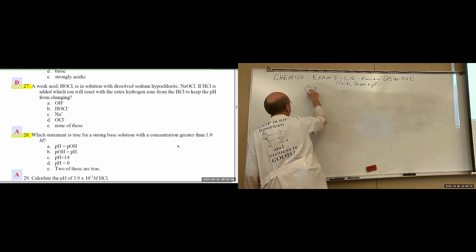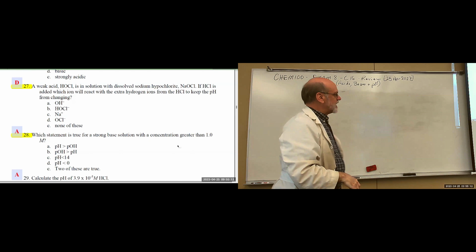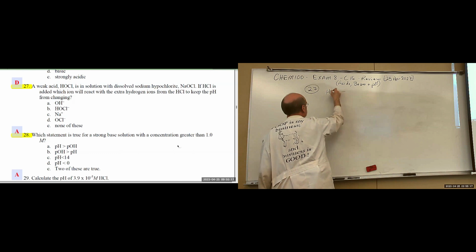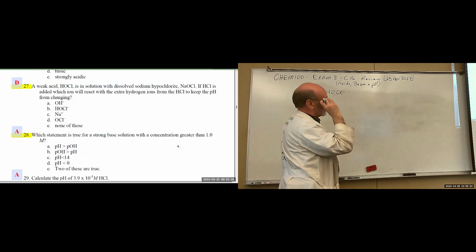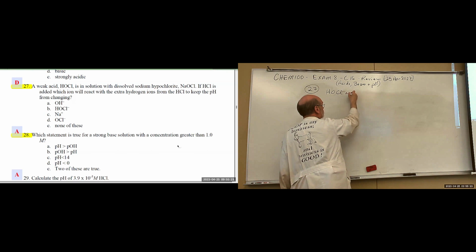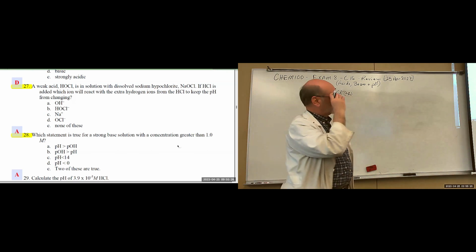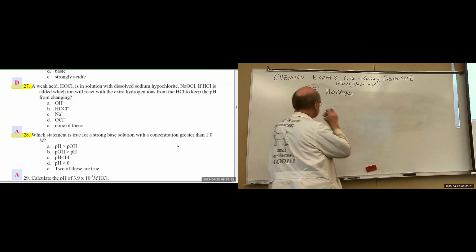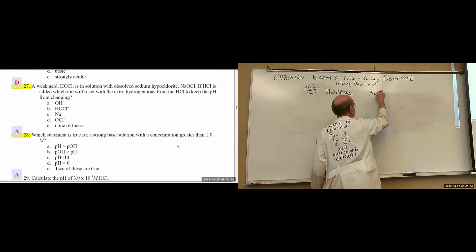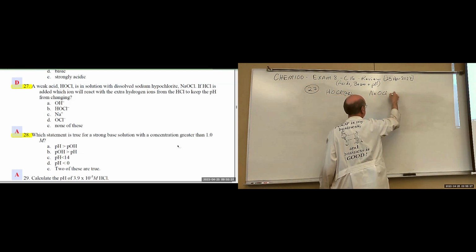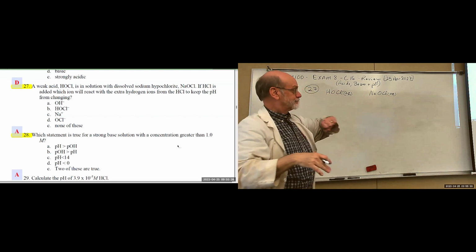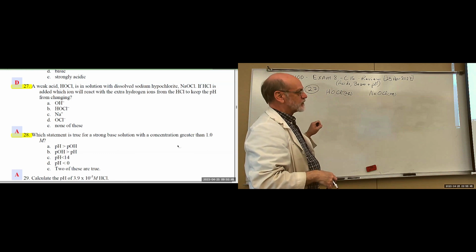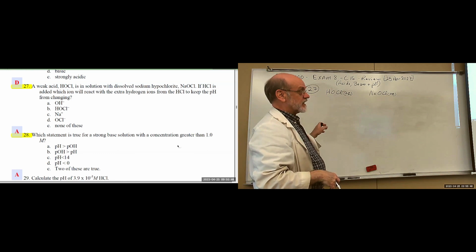Okay, a weak acid, HOCl. There's our hypochlorous acid again. And if we're going to name it an acid, technically, we got to put it in water, don't we? It is in solution with dissolved sodium hypochlorite. So this is in solution, and this is in solution together. All right. If HCl is added, which ion will react with the extra hydrogen ions from the HCl to keep the pH from changing?